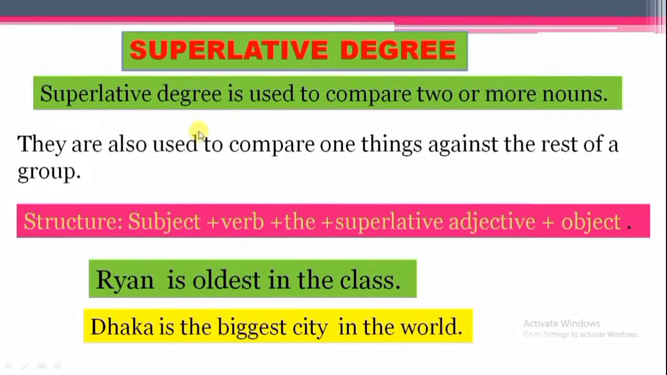Superlative degree. Superlative degree is used to compare two or more nouns. They are also used to compare one thing against the rest of the group. Structure: subject, verb, the superlative adjective, object. Ryan is the oldest in the class. Dhaka is the biggest city in the world. Ryan is the oldest in the class.